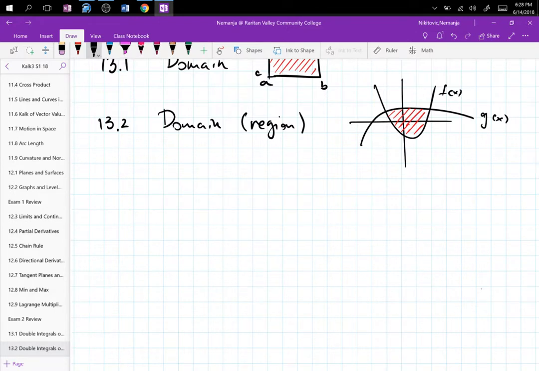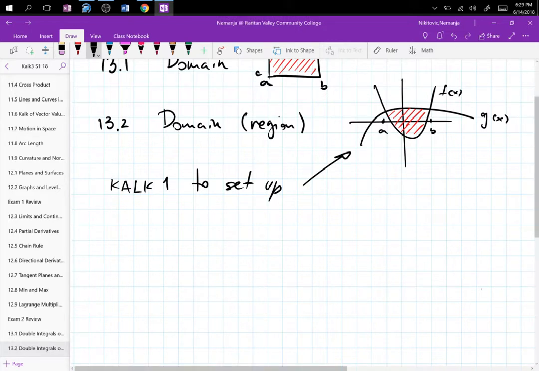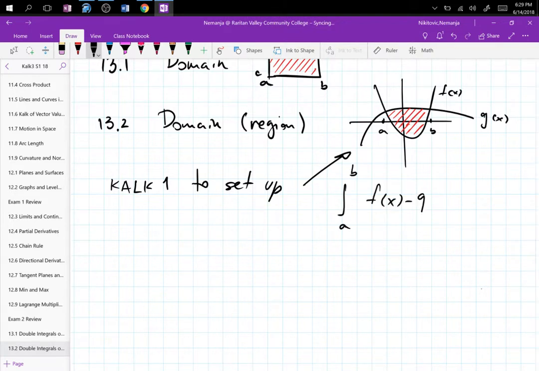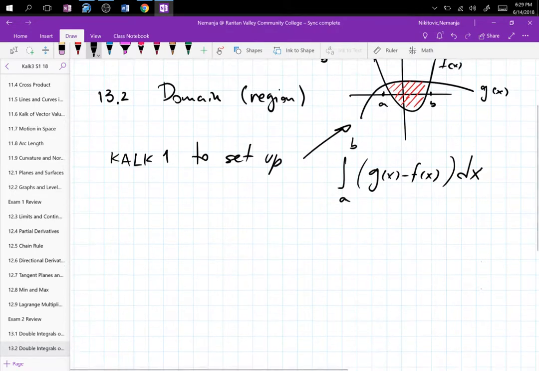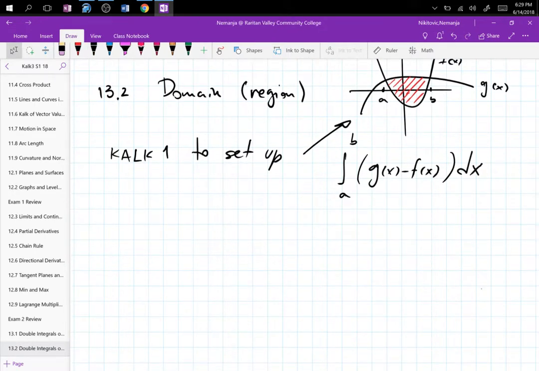So if I am to use Calc 1 to set that up, I would write there a and b where these intersections are. I would write that integral a to b of f of x minus g of x. So no, g of x minus f of x, top minus the bottom, times dx. All right, so that was the Calc 1.